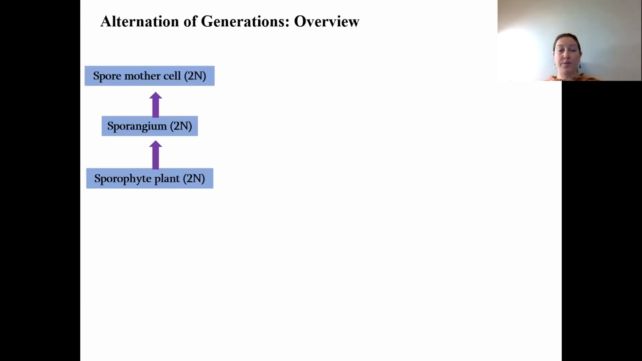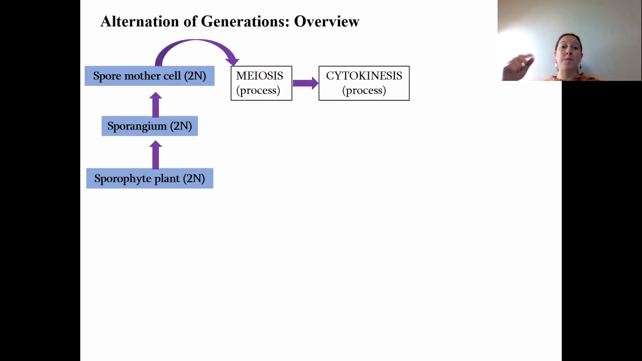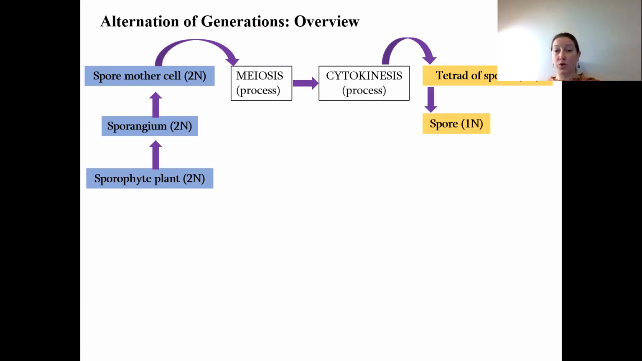Inside of that sporangium are spore mother cells that are diploid. Those spore mother cells inside of the sporangium are going to undergo meiosis and cytokinesis to make spores. Don't worry about tetrad right now, just worry about spores. Notice the color change because we're going from diploid to haploid. So now we have spores, and those spores are going to grow. Here we go. We have a spore, right? Haploid.